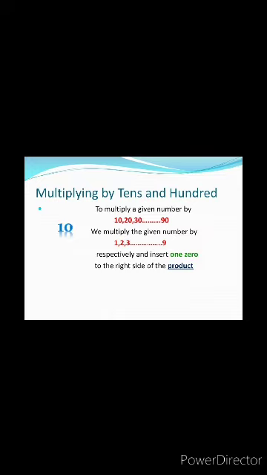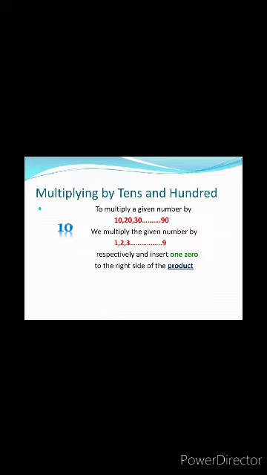Okay children, a very simple and very interesting part of this video. What is the topic? Multiply by tens and hundreds, thousands, or whatever you can add after understanding this slide also. First line is to multiply a given number by 10, 20, 30. That means all the numbers which are tens. We multiply the given number by 1, 2, 3 or whatever the number is respectively and insert 1 zero to the right hand side of the product. 1 zero will be added to the numbers which are tens.